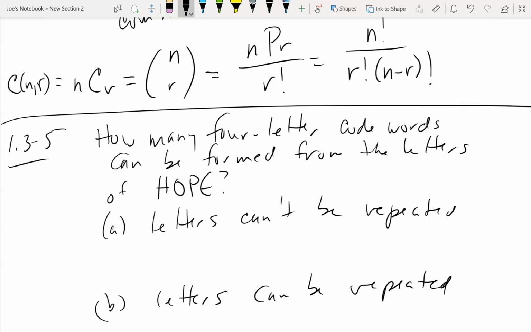So for part A, if the letters can't be repeated, what are you going to get? Yeah, that's it. 24, and how did you come up with the 24? Yeah, so you can think of it as there's 4 ways to pick the first letter, 3 ways to pick the second, 2 ways to pick the third, and 1 for the last one. So that's 4 factorial, or 24.